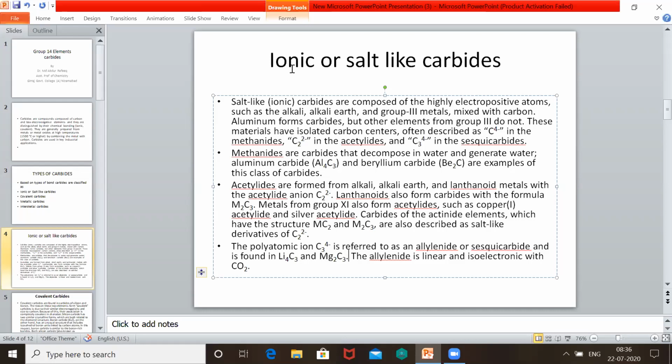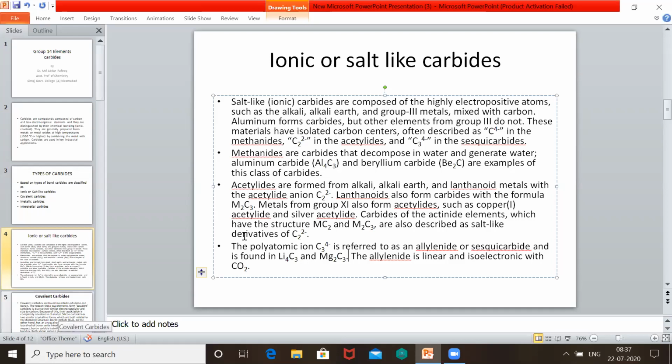What are ionic carbides? Carbides which contain carbon and an atom, suppose A is the atom. The bond between carbon and the atom should be ionic. To be ionic, they should have low electronegativities: group 1A, group 2A, and among group 3A, boron and aluminum only form ionic carbides. So ionic carbides are divided into three types: methanides, acetylides, and allylides. This is about ionic carbides.